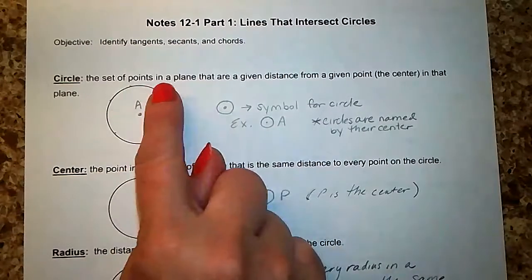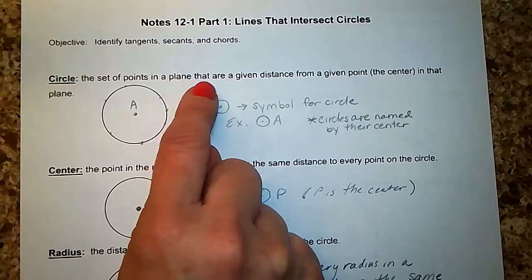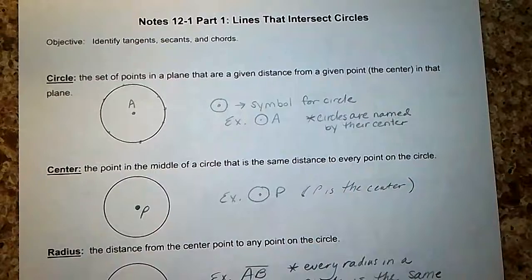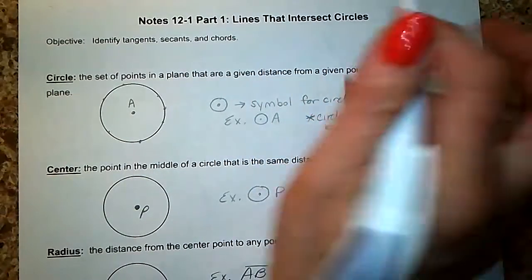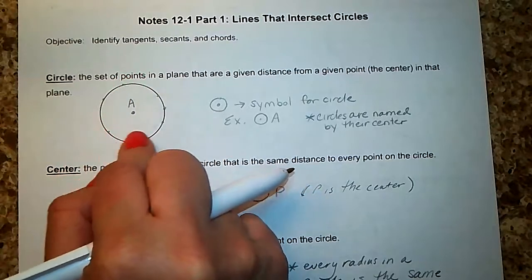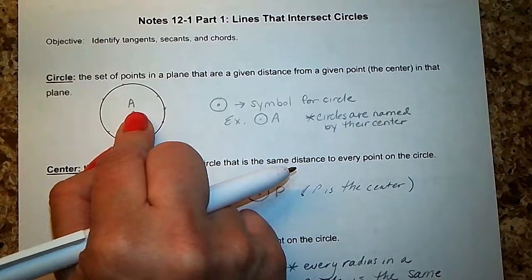In a plane, planes are flat. If you go back to chapter 1, we talked about planes being flat surfaces. So a set of points in a flat surface that are a given distance, a set distance. Okay, so what this is saying is these points on the outside here are all a set distance from the given point in the middle, which is called the center.